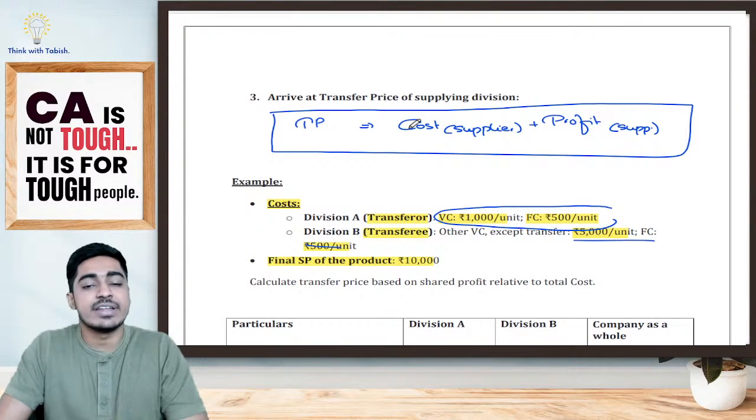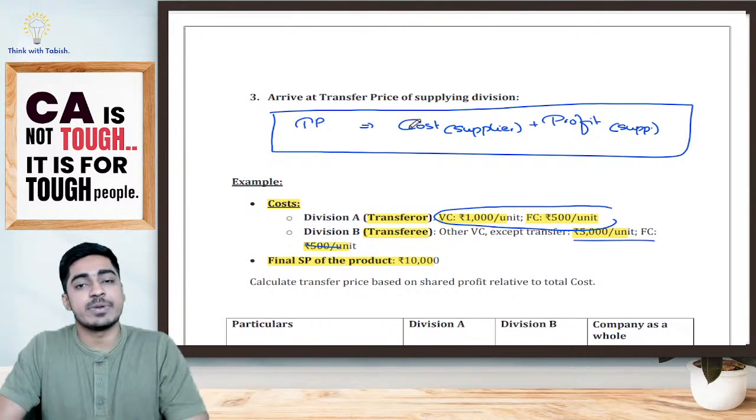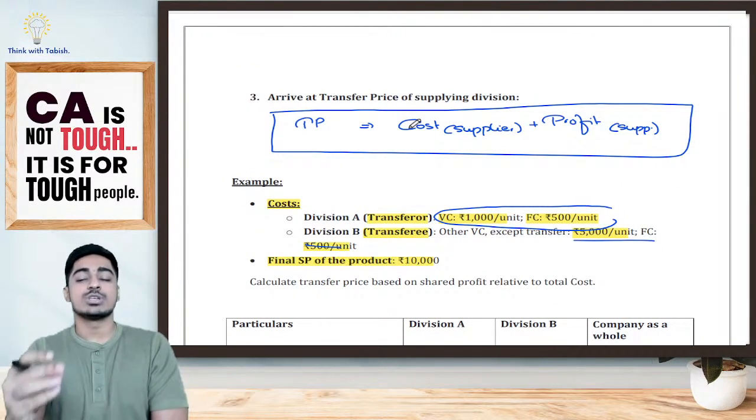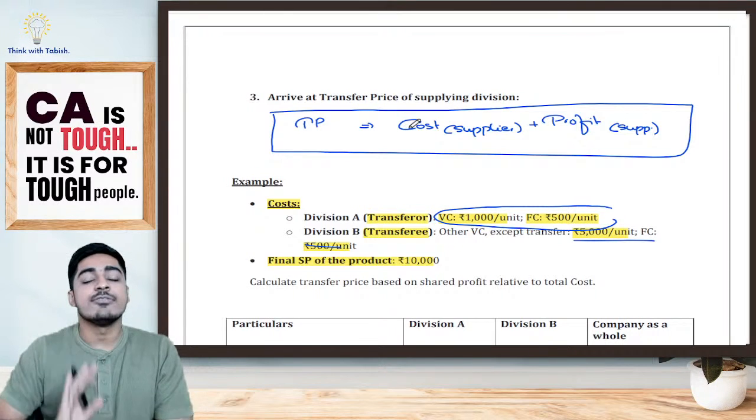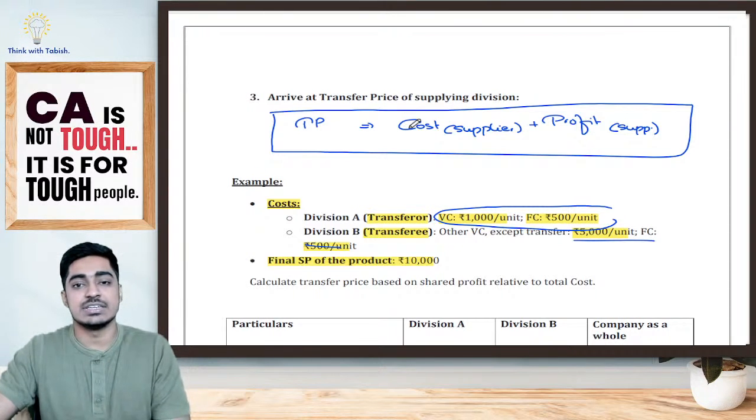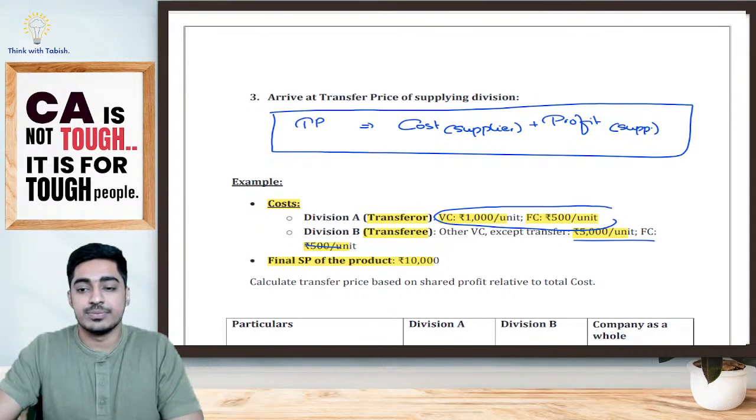Thirdly, we arrive at the transfer price. What is the transfer price? We take the supplying division's cost incurred, and add the portion of profit they have been given. Add that, and arrive at your transfer price. Is it clear, students? Should we continue?